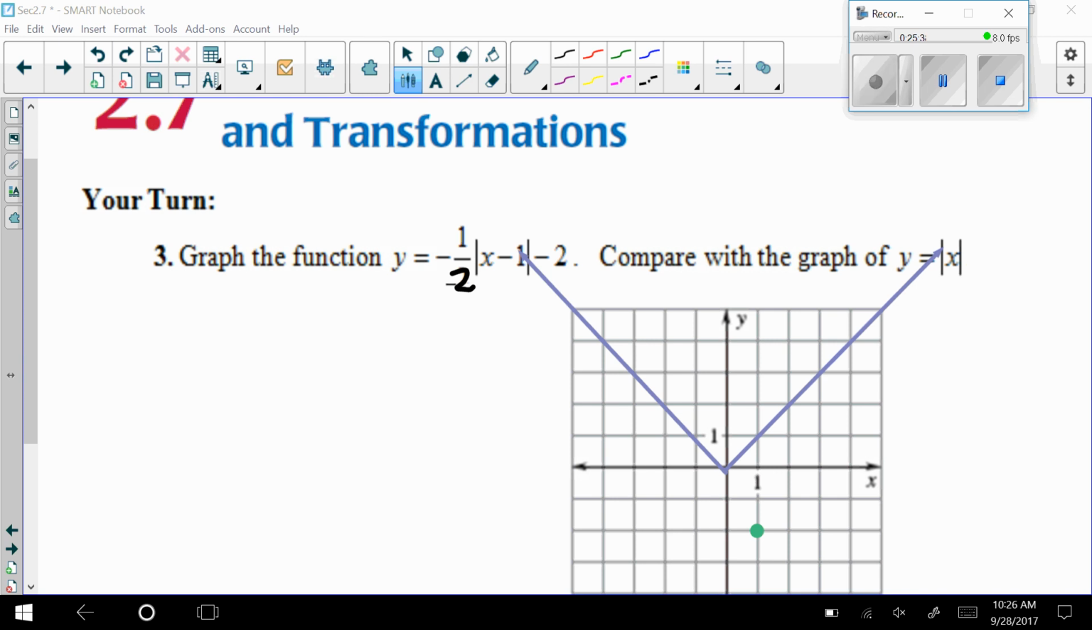Secondly, I'm going to look at my equation, and I'm going to realize that this is going to be a reflection because my a is negative. And secondly, I'm going to know that it's going to be a vertical shrink because the absolute value of my a is less than 1.